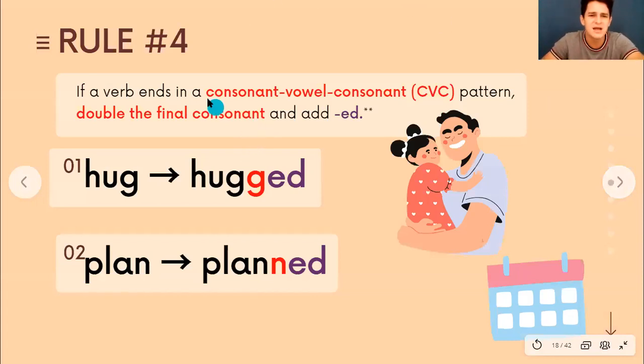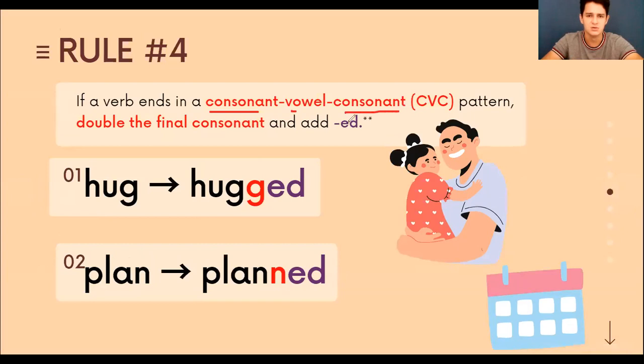Now, rule number 4. If a verb ends in a consonant vowel consonant pattern, we double the final consonant. So notice this. Consonant, vowel, consonant. Si tiene este patrón de consonant, vowel, and consonant, duplico la consonante. Look, we double the final consonant. And we add ed, obviously, because those are regular verbs, it's the simple past, okay?